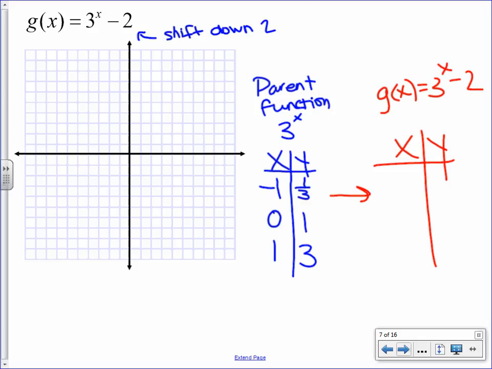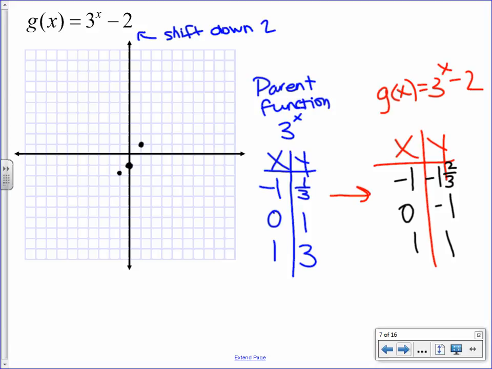So the -1, 1/3, when we shift that down 2, what do we have? -1 and then -1 2/3. We shift it down 2. Right. Our parent function has the point 0, 1. It becomes the point 0, -1. And then our parent function has the point 1, 3. If we shift it down 2, it becomes the coordinate 1, 1. I just took those 3 coordinates and shifted them down 2.